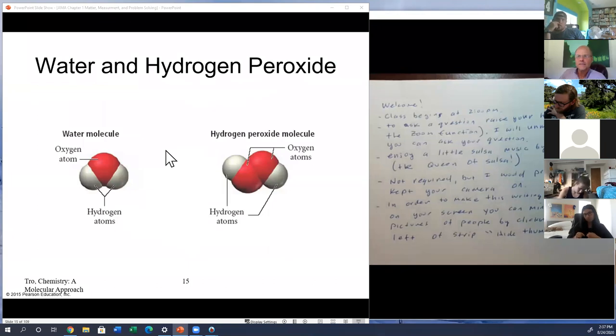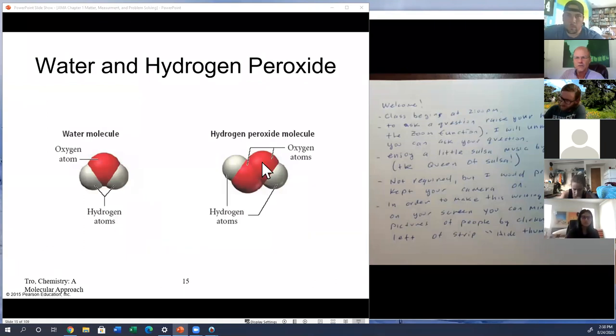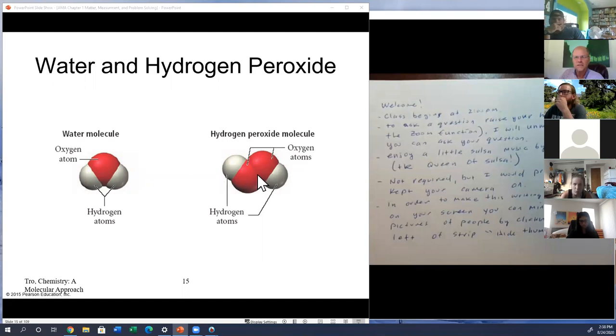I'll give you a couple other examples. Here's water, again, which we know and love. Here's hydrogen peroxide. The only difference is an extra oxygen atom. What's the effect of that? Huge effect, right? You put water on your hair, it will get wet. You put hydrogen peroxide on your hair, it bleaches it, right?